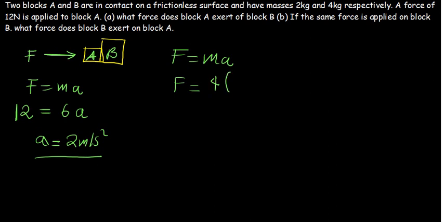According to Newton's third law of motion, the forces are in opposite directions but with the same magnitude. And then for B, if the same force is applied on block B, what force does block B exert on A? If we apply it in this direction, what force will block B exert on A? Even if we apply it in the other direction, it is still going to be the same, because the masses are still going to add up to 6.